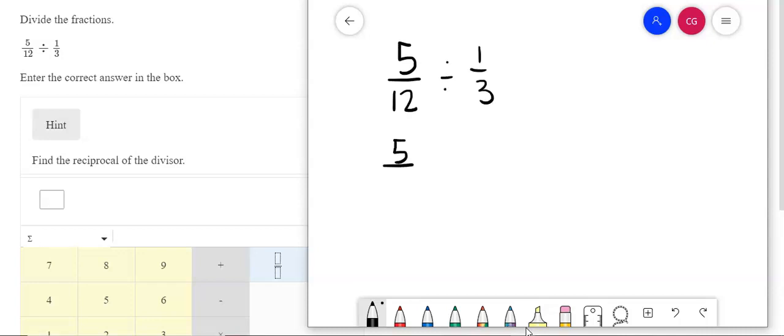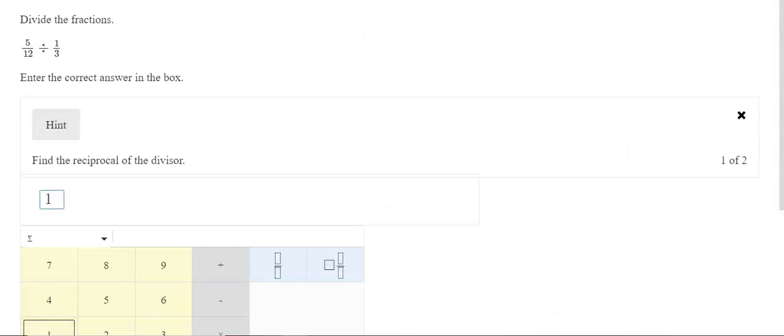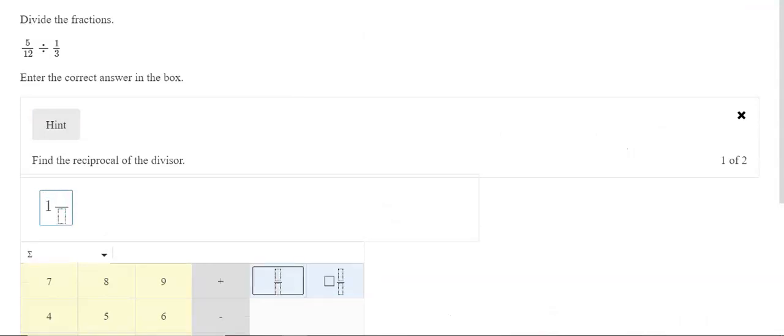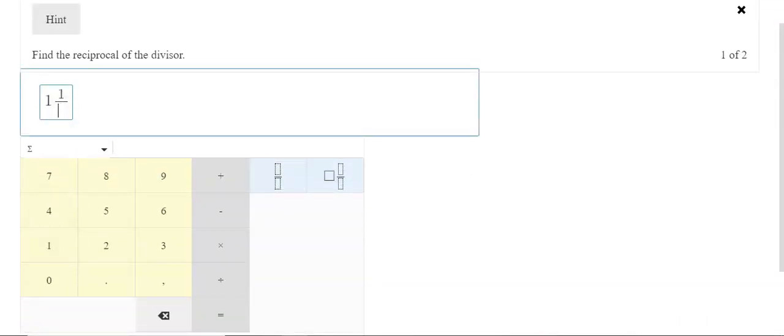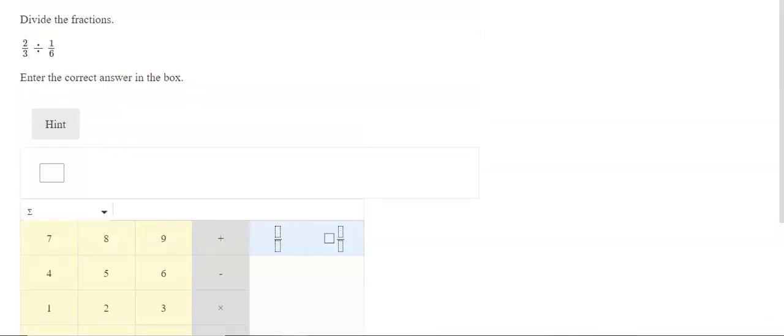First one comes straight down. The division changes to multiplication and we flip. I'm going to cross cancel because 3 goes into 12 4 times, 3 goes into 3 once. We get 5/4. That's an improper fraction. We need to change that to a mixed number. So I get 1 1/4. Number 14.